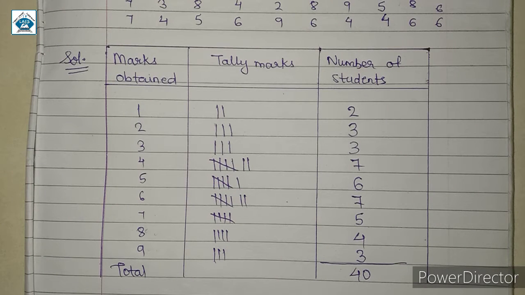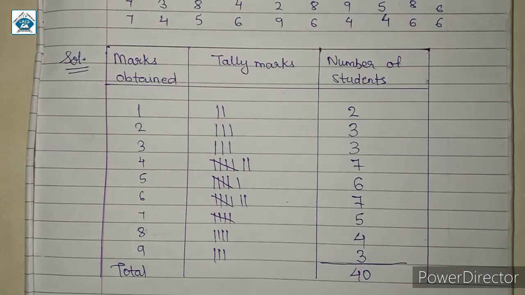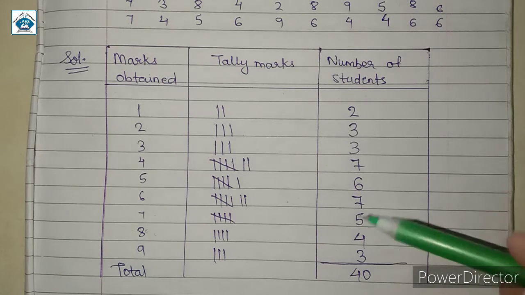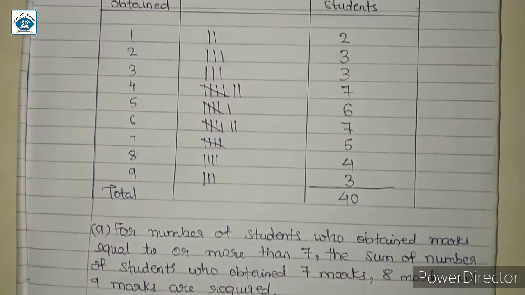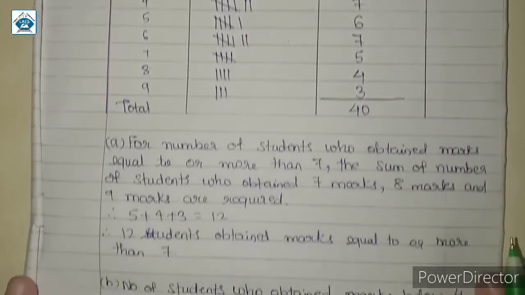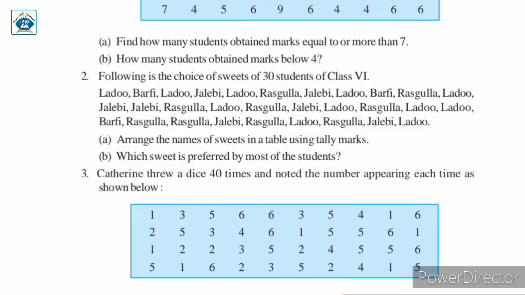So for the number of students, we must find out the sum of the number of students who obtained 1 mark, 2 marks and 3 marks. That is 2 plus 3 plus 3, which is equal to 8. So what does this mean? This means 8 students obtained marks below 4, that is, less than 4. In this way, you need to write the solution of sub-question A and sub-question B in your notebook. First of all, you need to prepare the table, and below the table, you need to write the answers to both the questions.